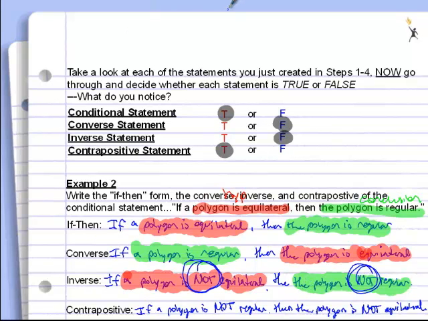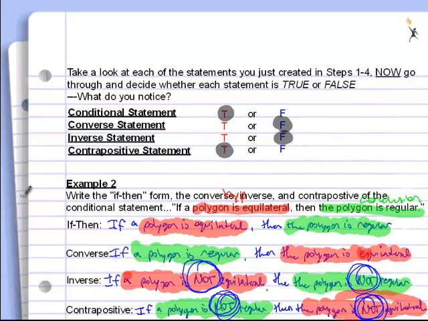The contrapositive statement should be written the same as the converse, where the conclusion comes first, then we get the hypothesis, but it should be negative. It should be negated. So the converse conclusion reads, if a polygon is regular. In the contrapositive, it should be, if a polygon is not regular. The hypothesis in the converse reads, the polygon is equilateral. In the contrapositive statement, it should be, the polygon is not equilateral.